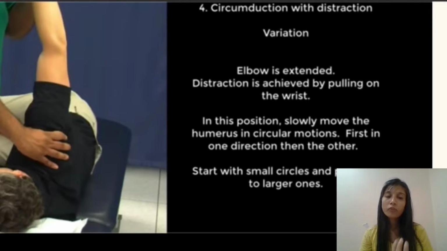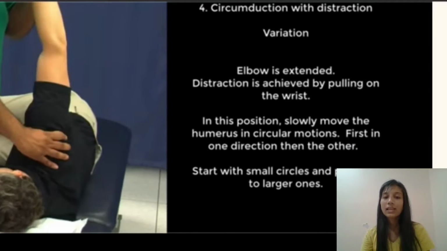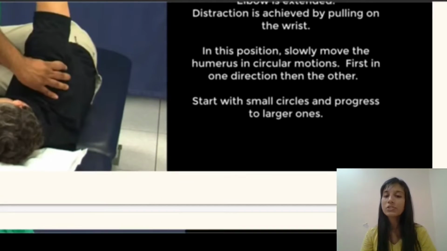If you want to go for a long lever arm, the elbow can be extended. Distraction is achieved by pulling on the wrist. You can see in the image. In this position, slowly move the humerus in circular motion, first in one direction, then the other. Start with small circles and progress to the larger ones.